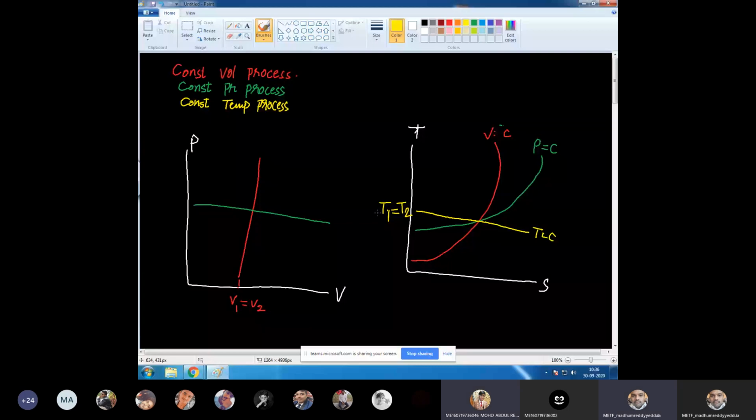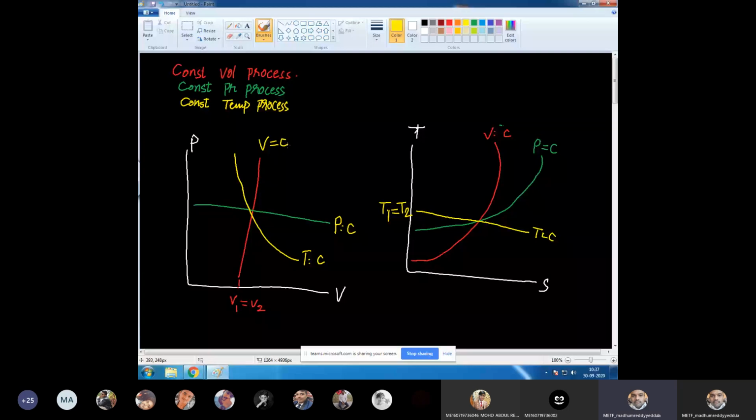Yes, sir. Right. Now, third process is constant temperature process. In TS diagram, it is represented by a horizontal line, whereas in PV diagram, it will be a curve. So this is T is equals to constant. This is P is equals to constant, and this is V is equals to constant.